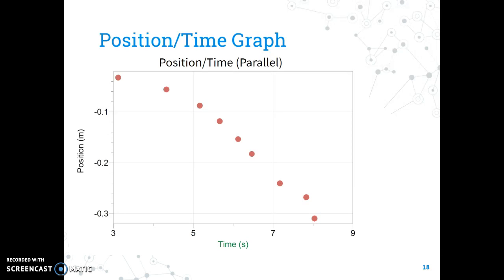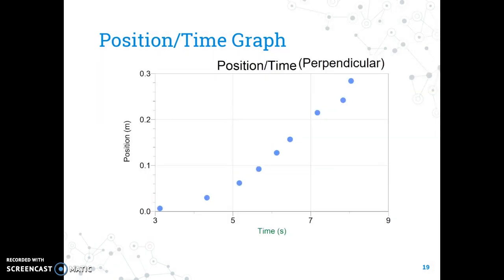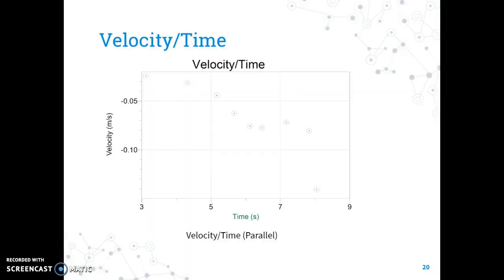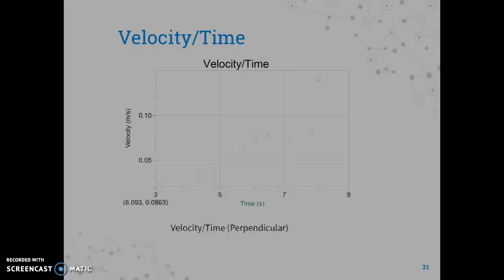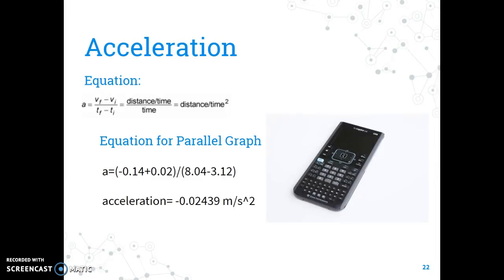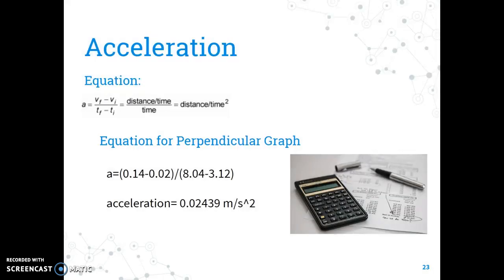Alright, here's the position time graph for Action 2 in the parallel part. Here's the perpendicular position time graph for Action 2. Here is the velocity time graph for Action 2 when it's parallel, and here's the velocity time graph for when it's perpendicular. Here's its acceleration. So its acceleration is negative 0.02439 meters per second squared. Then the acceleration when it's perpendicular is 0.0439 meters per second squared. So it's like the other one, except it's positive.